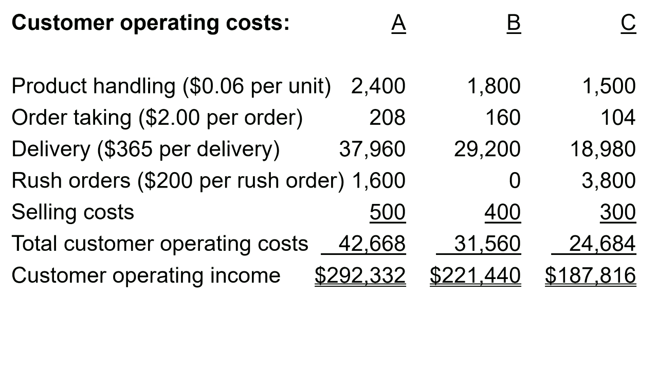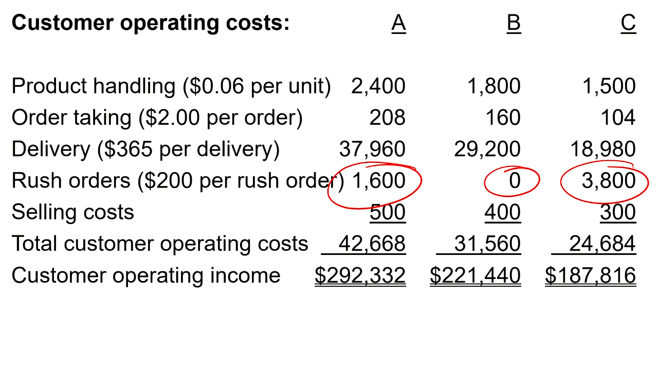So continuing, we get our customer operating costs. And we have product handling, 6 cents per unit, order taking, $2 per order, delivery, $365 per delivery, the rush orders, $200 per rush order. And if we look at this, we see that customer B didn't have any rush orders. Customer C had a lot more than customer A. Okay, if we take out that $200 per order, then we have the selling costs for each of the customers and total operating costs. And we see that the operating costs for C were less than they were for A, and B somewhere in the middle.